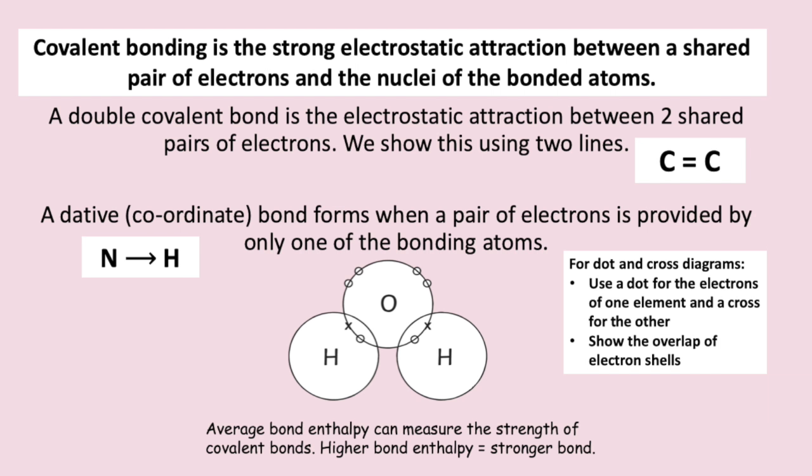A dative bond, also known as a coordinate bond, forms when a pair of electrons is provided by only one of the bonding atoms. It is represented in diagrams by an arrow. Average bond enthalpy can measure the strength of covalent bonds. The higher the bond enthalpy, the stronger the bond, and the more energy it takes to break.